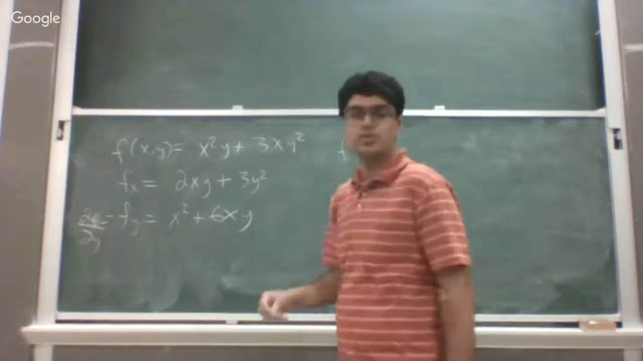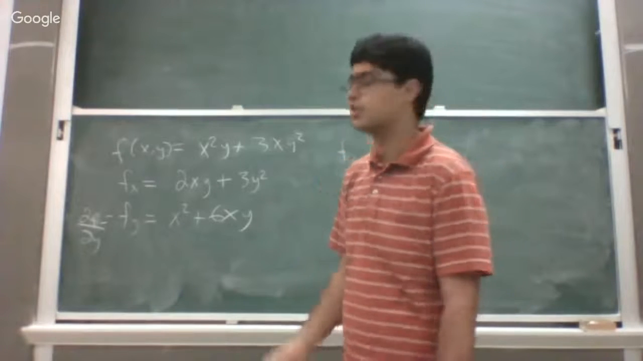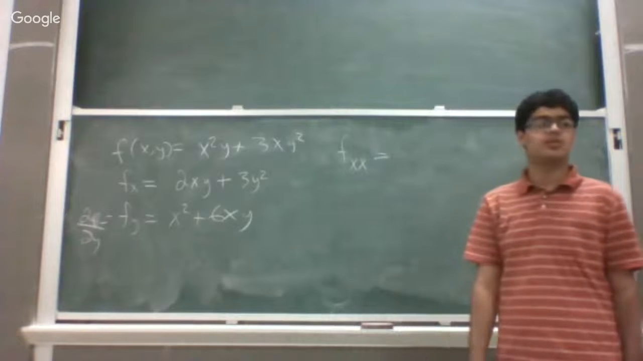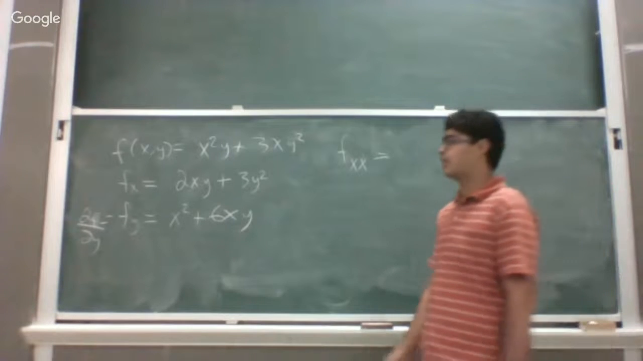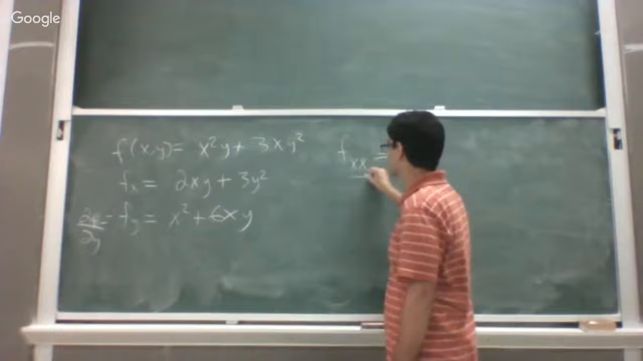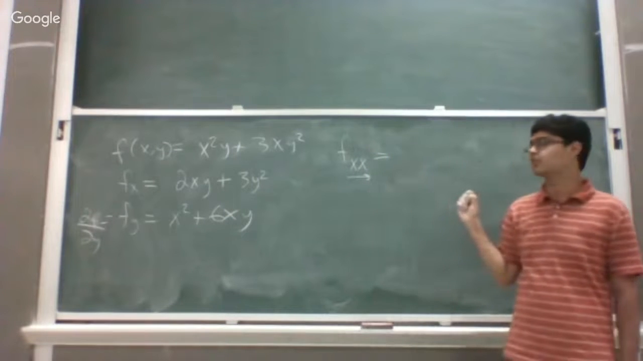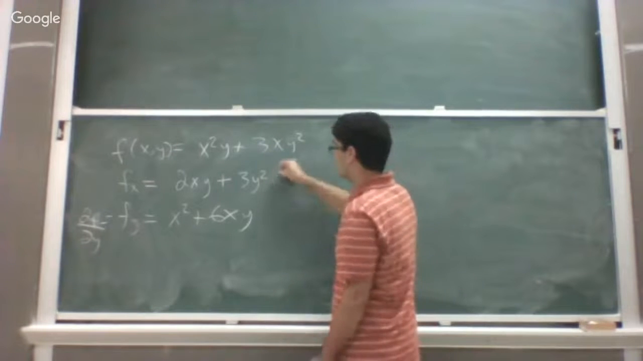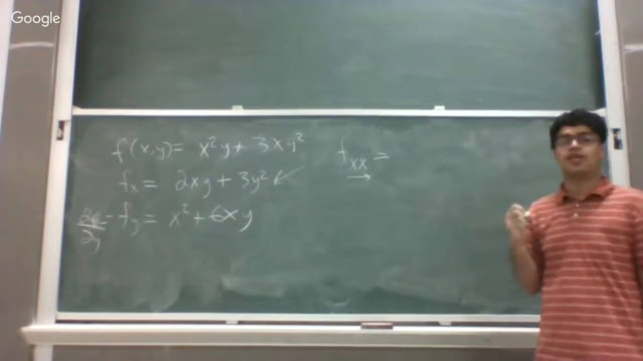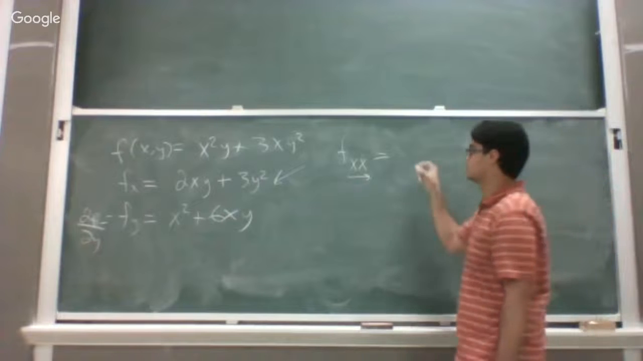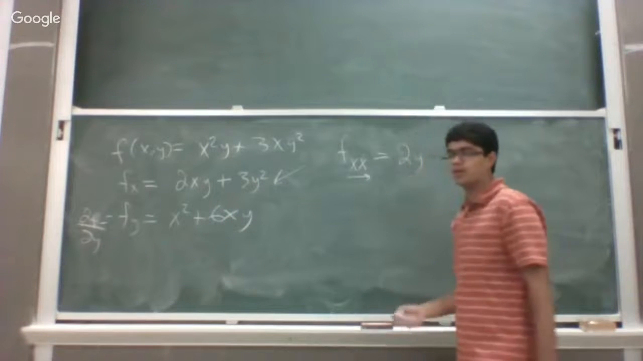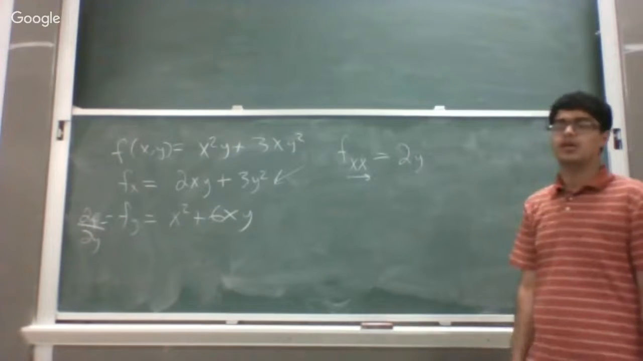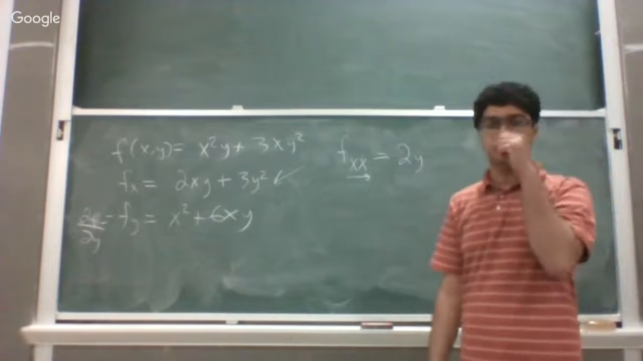So f with respect to x x. We already found f of x. Remember, we go from left to right with this. So now it's taking the derivative with respect to x again. What would that be? 2y plus 0, so 2y. Because 2y is a constant and the derivative of x is 1.